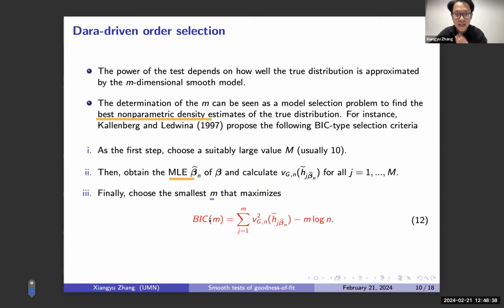Indeed, this is not exactly BIC, it's a BIC-type criteria. It's a sum of our process squares minus M log n. So that's how we perform the selection of this order M.